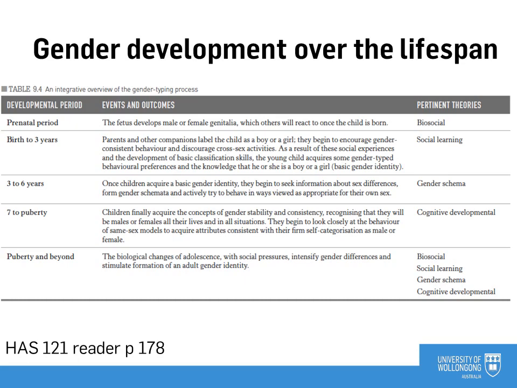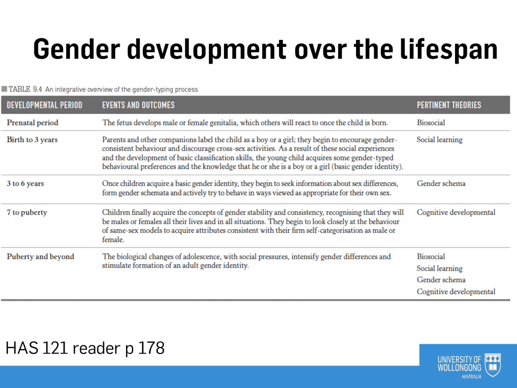And then from age 7 to puberty, children understand that gender is stable and consistent. So they understand that I'm a boy today and I'm going to continue being a boy. It's not that next week I can be a girl. And they begin to look at models who share their same gender, to continue to have attributes that put them in the box of male or female. So you emulate certain role models who capitalize on what it means to be male or female.